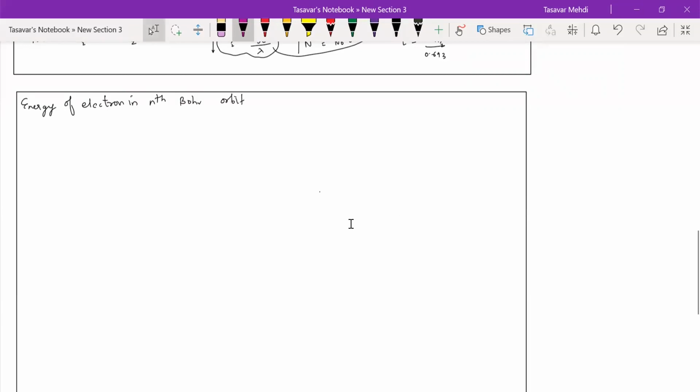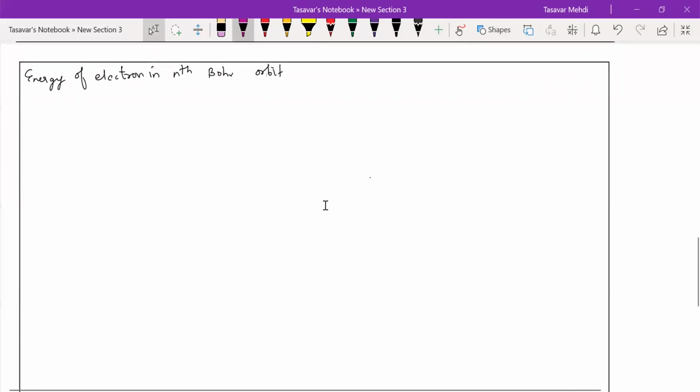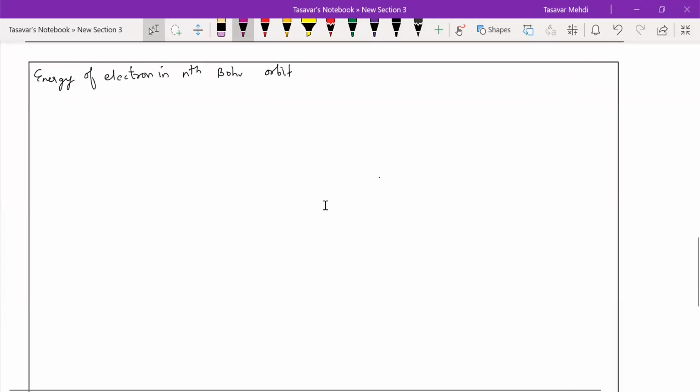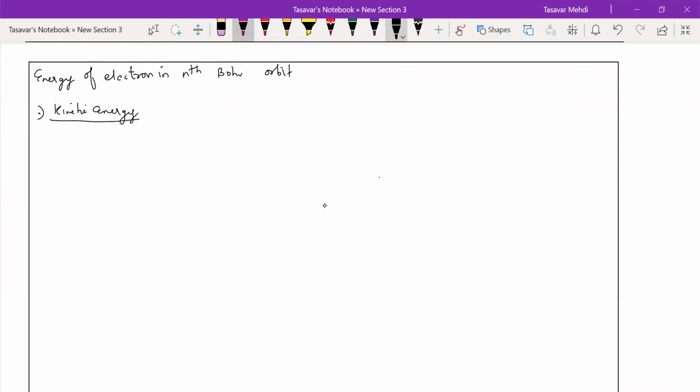Okay, let's start this, students. We'll first start with kinetic energy. For kinetic energy, dear students, you know the basic formula. What is the basic formula? Half mv square, correct? So we are going to write kinetic energy is half m v square.